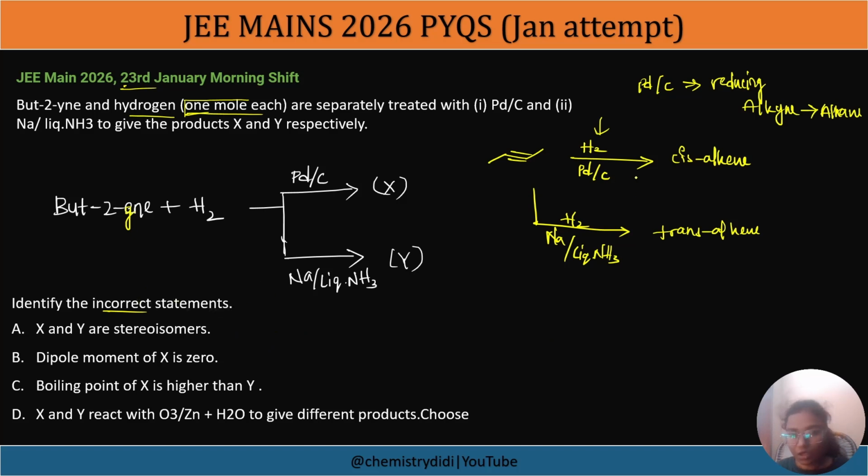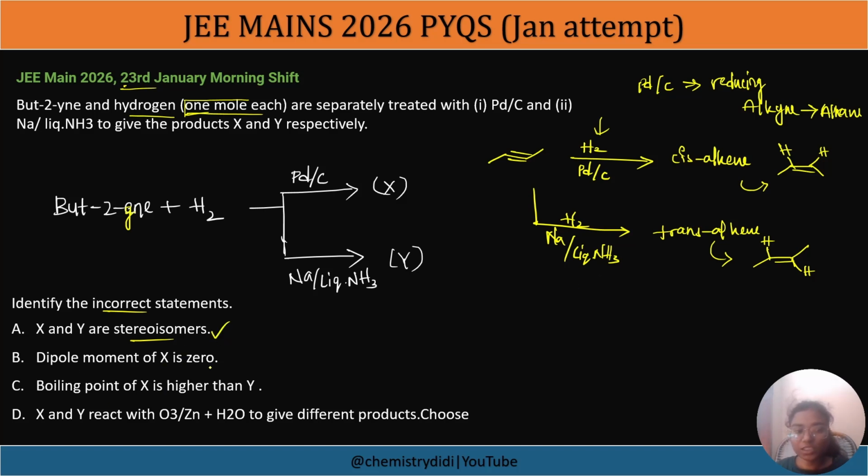Let me write the products also over here. The cis alkene means the hydrogens are added on the same side of the carbon. So this is the trans alkene, and this is the cis alkene. Now let's see. X and Y are stereoisomers. Obviously it's true, right? Because cis and trans are geometrical isomers, and geometrical isomers are stereoisomers only. So this option is correct, not incorrect.